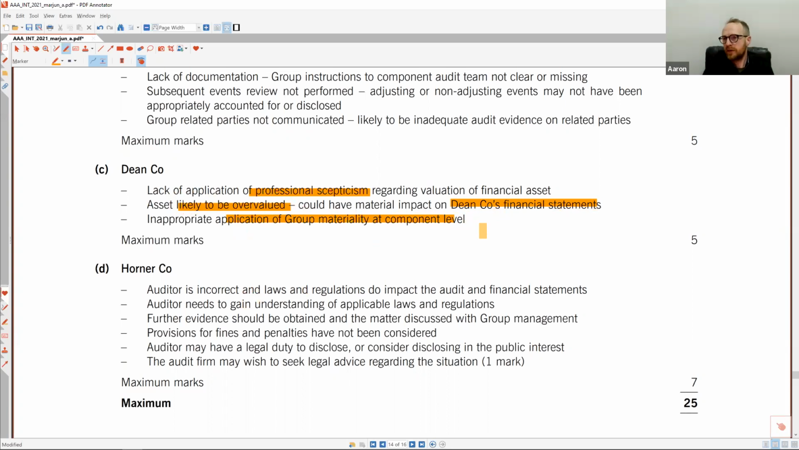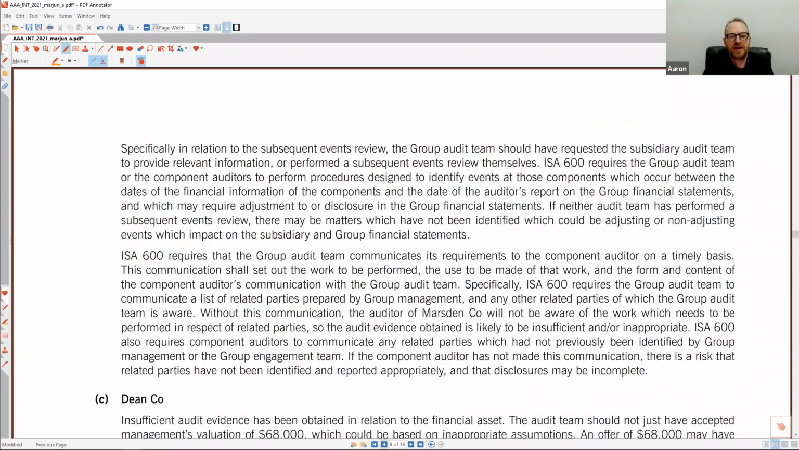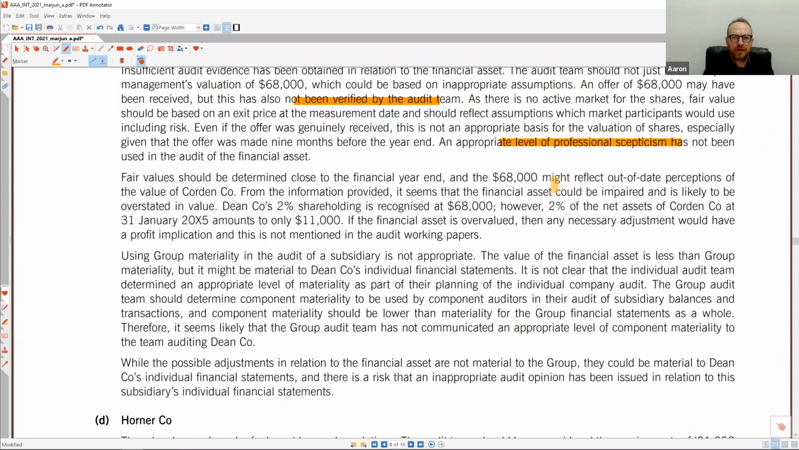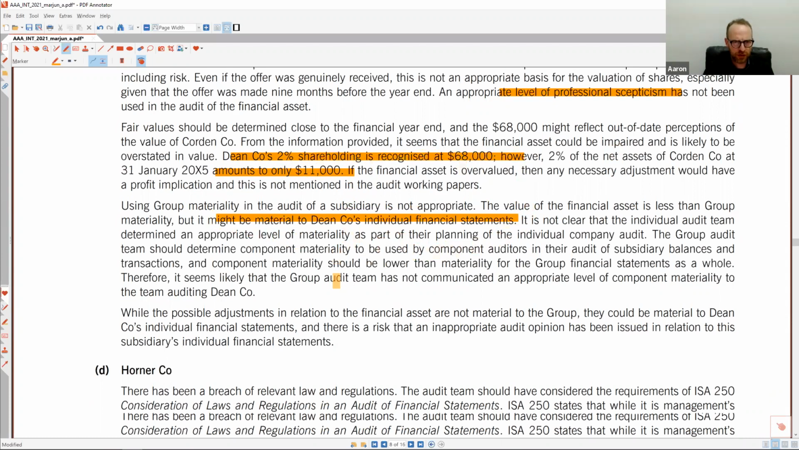Okay, so remember the materiality for each component. Now, whether that then feeds through to being a misstatement at the group level, we'll assess that later on. Okay, and how did they explain that? So let's just look and see if they said anything else interesting here. Using interesting in the loosest terms. They've accepted the valuation, not verified by the audit team, need more skepticism. Yeah, they did the 2% amounting to 11. They need to work out why that is. It might be material to their individual financial statements. We can then assess whether it feeds up into the group audit.